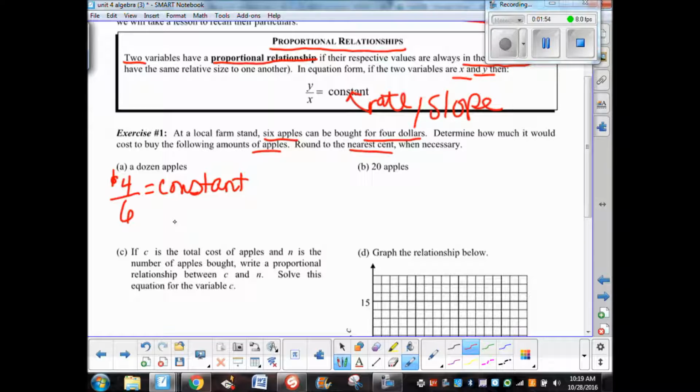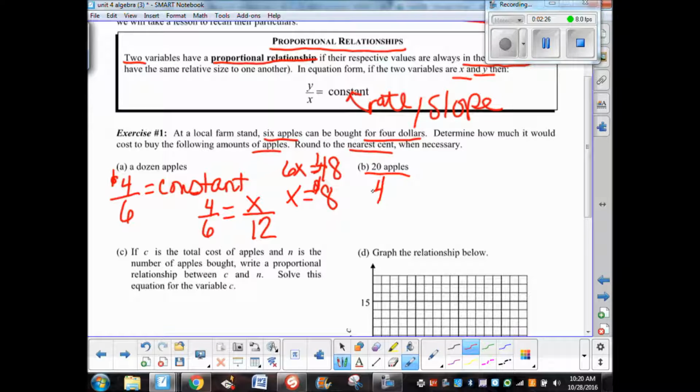Now they're asking, what's a dozen apples? So mathematically, what's happening? We've got dollars to apples is equal to dollars to a dozen apples. And then we could cross multiply pretty simply there. 6x equals 48, and x is equal to 8. 8 what? $8. Okay? Then the same thing with 20 apples.